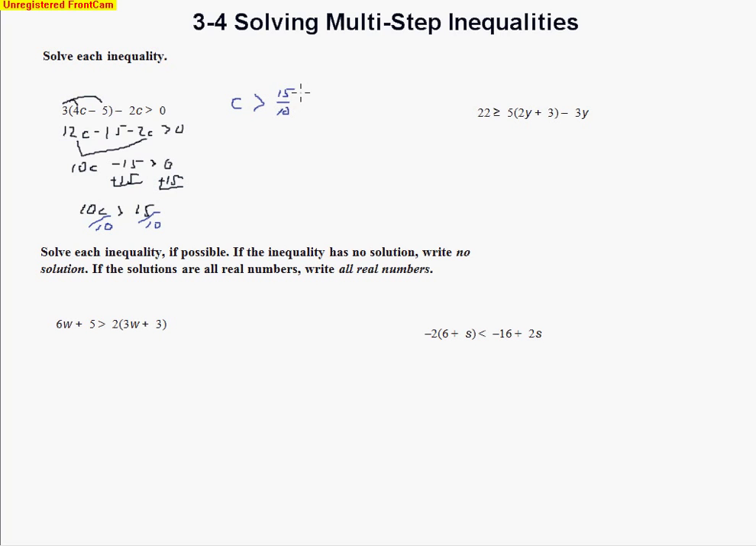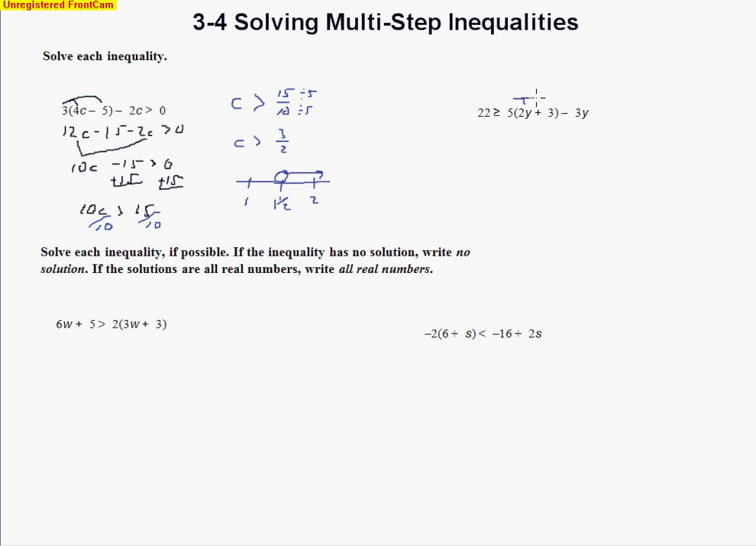I'll take out that common factor of 5 from both the top and the bottom. I'm left with c is greater than 3 halves. And so that makes 1 1/2. So if I was to graph that, 1 1/2 would go right here. And then a number like 2 is larger, a number like 1 is smaller, and it is greater than, so it's all the numbers larger in this direction.